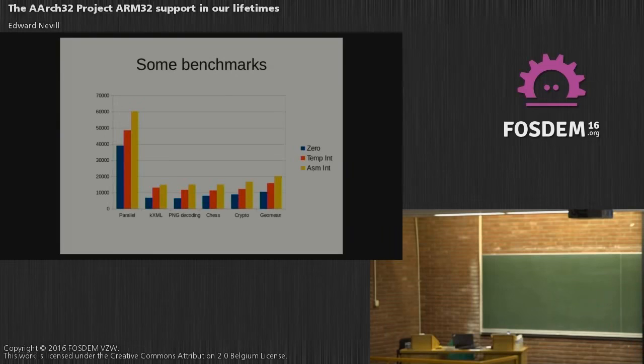The blue bar is 0, the red bar is the template interpreter, and the yellow bar is the Arm assembler interpreter, which is part of the microJIT. Okay, and the basic overall average, the last 3 bars here, which you can see show the overall geometric mean, and you will see that the template interpreter is about 50% faster than 0, and the assembler interpreter is about 50% faster again.